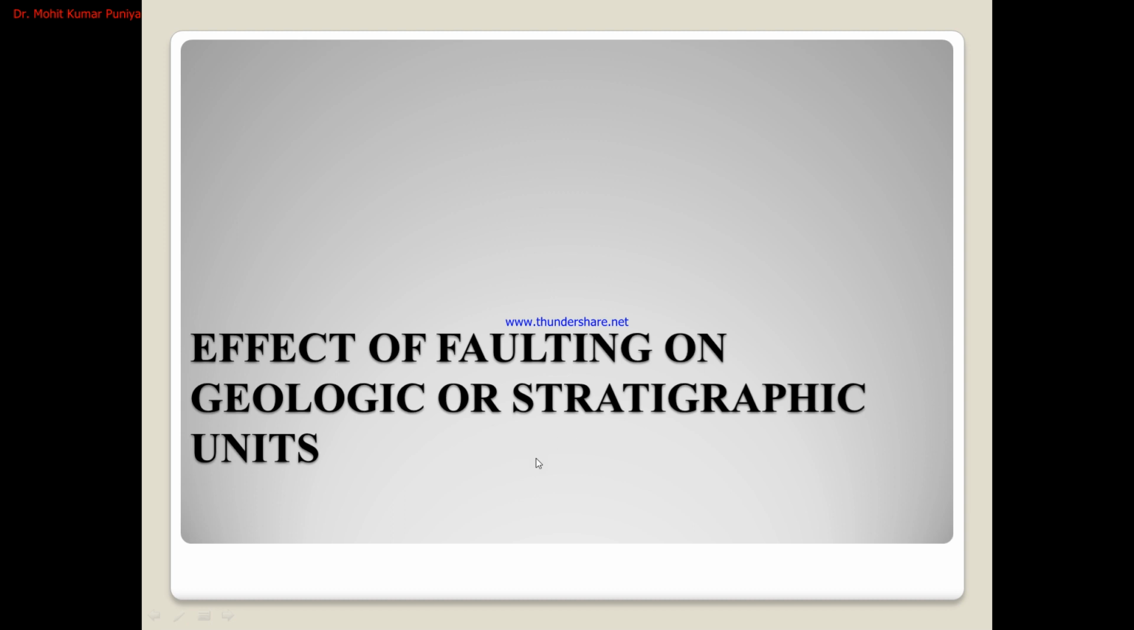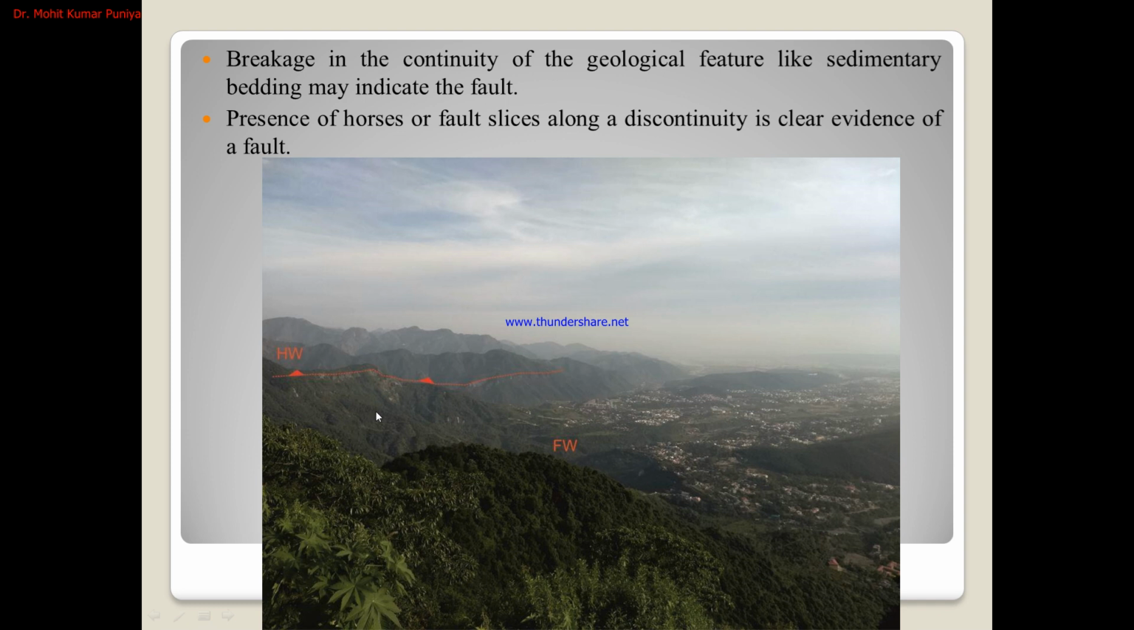Then, effect of faulting on geologic or stratigraphic units. Basically the effect on the geologic or stratigraphic unit means we get some discontinuity. Suppose that we are getting the Cambrian strata in a region and suddenly we are getting Jurassic strata. So there is some break in the age or stratigraphic units. Such type of feature occurs due to faulting and may also occur due to unconformity.